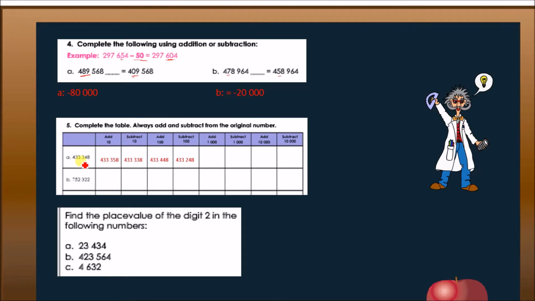Add 1,000, which means we add there, and it becomes 434,348. Subtract 1,000, which means now we're going to take 1 away from the thousands position, and it is 432,348. Add 10,000, which means we're going to add 1 there, which makes it 443,348. Subtract 10,000, which means we're going to subtract 1 there, and it becomes 423,348. Now, let's see you do the following one.